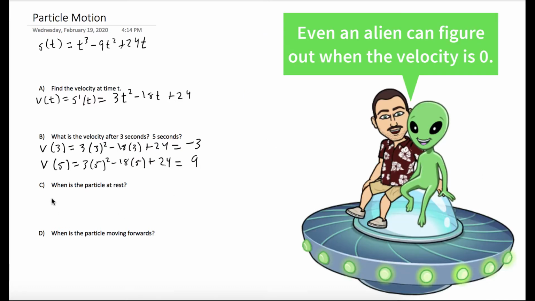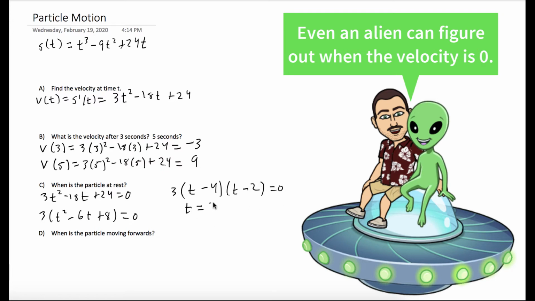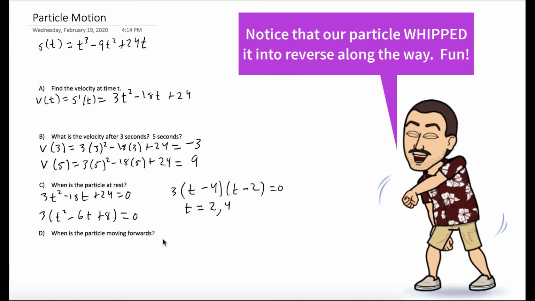To find when the particle is at rest, we just need to find when the velocity is equal to 0. So we set our velocity equal to 0 and solve. And in this case, we could factor, and we see that the velocity is 0 when t equals 2 and 4.